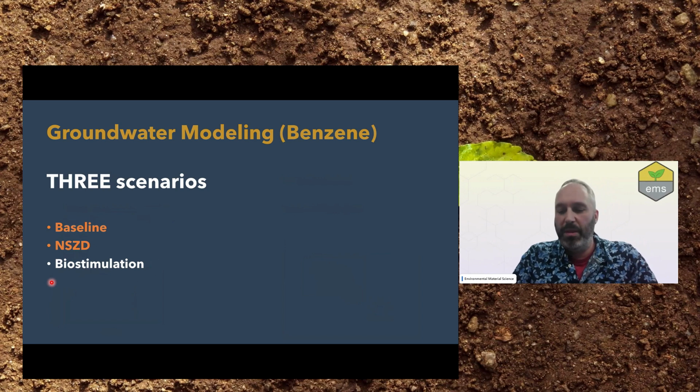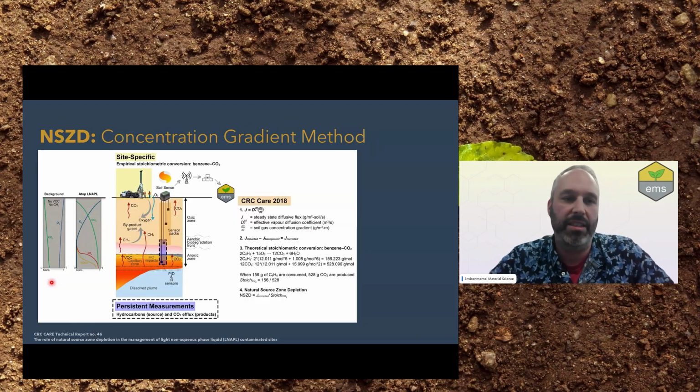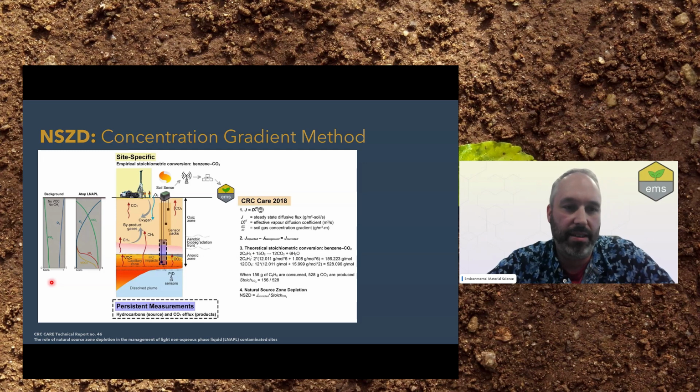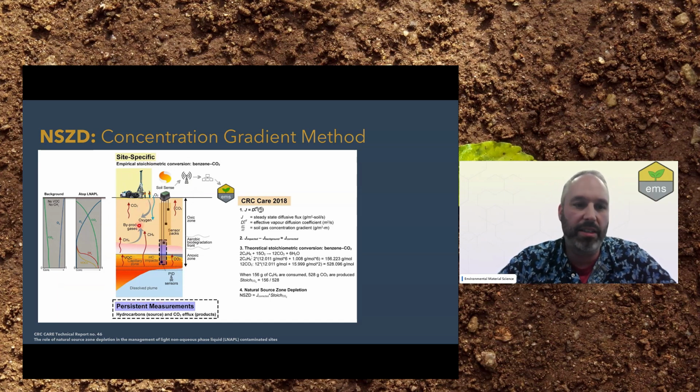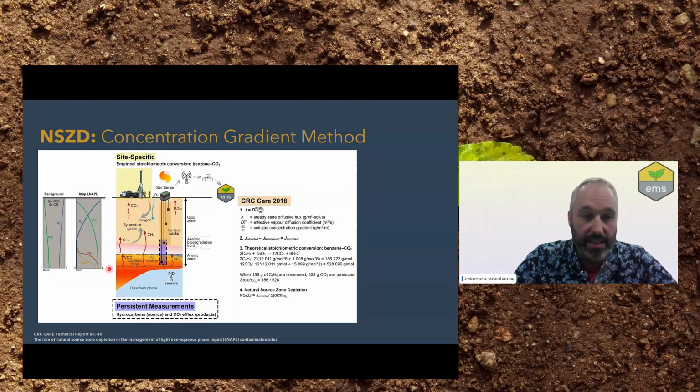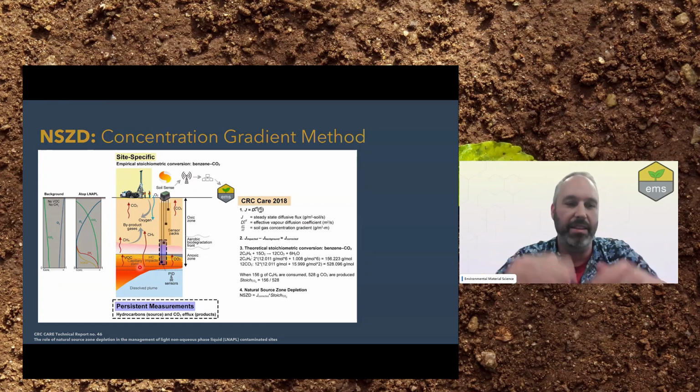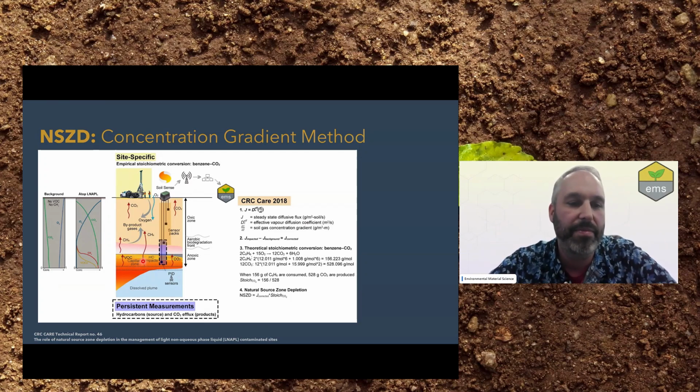So I feel like most people are probably pretty familiar with NSD, but just in case, we'll do a quick shallow dive into it. We've got this site profile here. Say there's been a product release, and it's made its way down to the water table. That's where it's moving around. And this water table can rise and lower in your smear zone, smearing the hydrocarbon impacts in the soil.